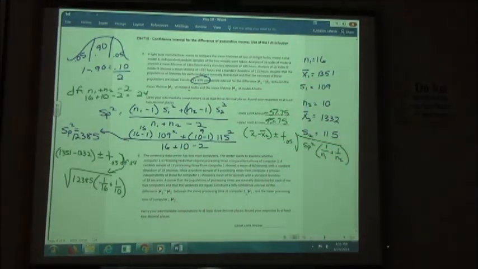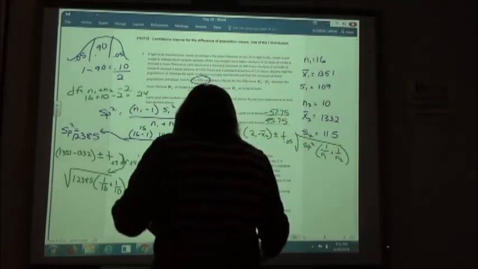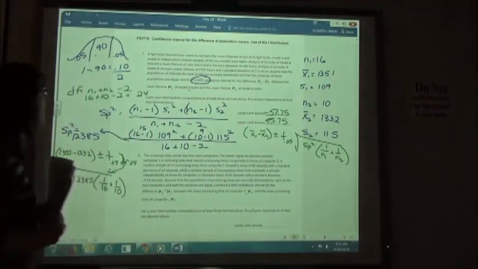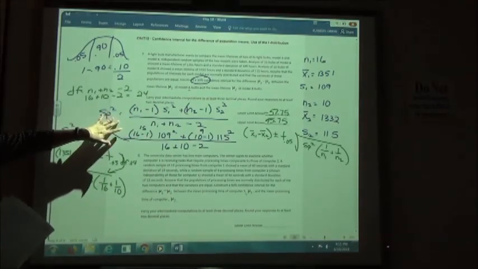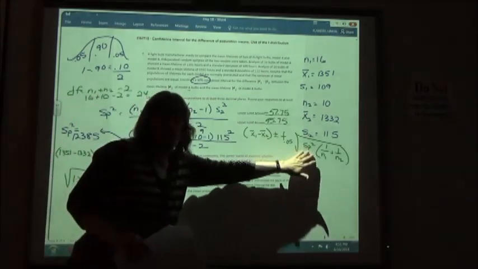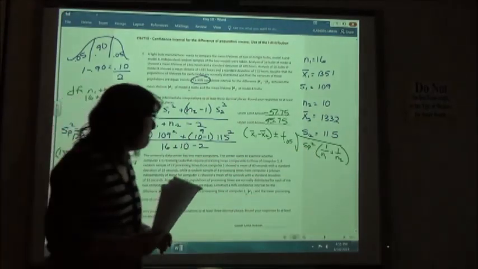So it does give you some leeway in case of rounding. I rounded off my values to 3 decimal places, and so I have a slightly different number, but it will take it as long as it's pretty close to the answer because they know there's rounding issues. All right, so this is kind of a long one because we have to calculate this s squared, or sp squared, in order to put into our confidence interval formula.